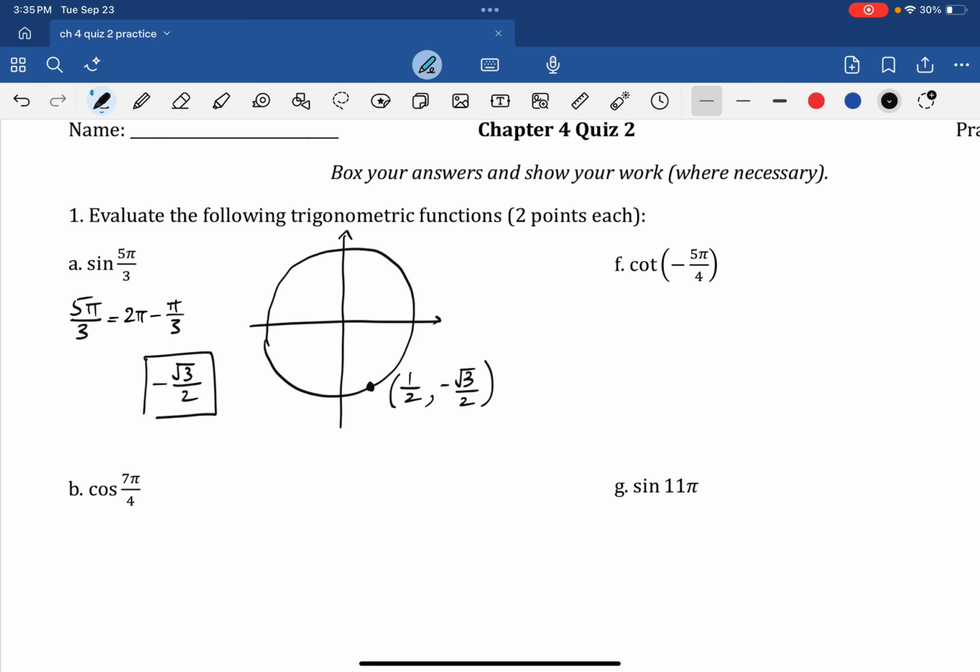Okay. Alternatively, you could have drawn the triangle, and you would have seen that if the radius is 1, then because this is 60 degrees, this length must be 1/2, and this length must be root 3 over 2.